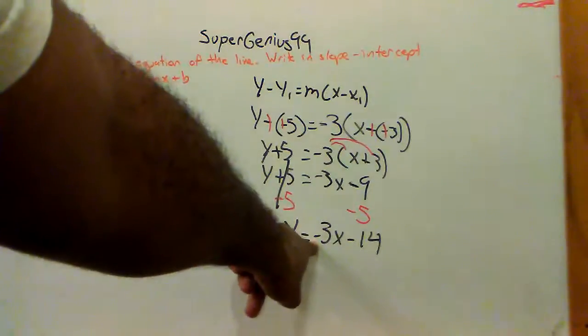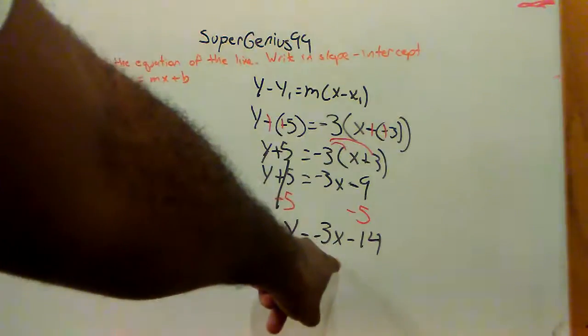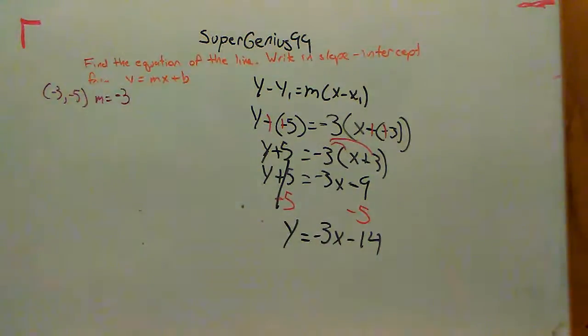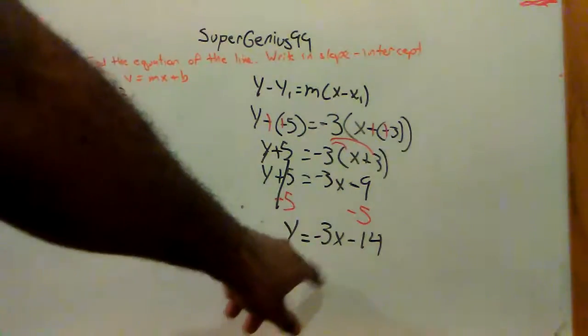What's your slope? What's your intercept? Right? Slope, intercept. So what does this mean? That means this line crosses the graph, at least for the y-intercept, at 0, negative 14.